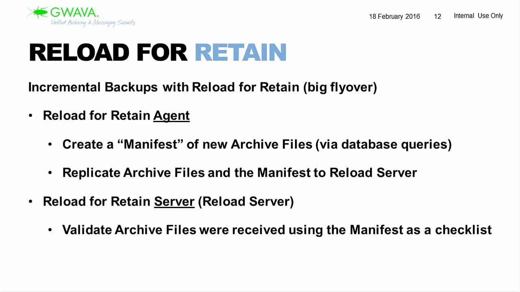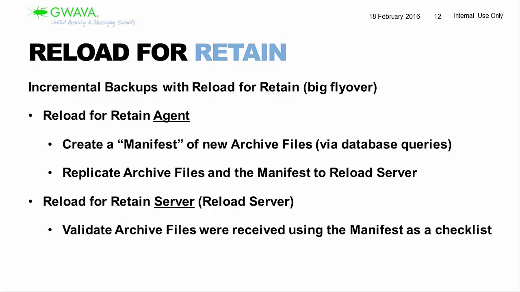What happens is there are two components. This is just a big flyover view of what's going on. You have what's called the reload for retain agent, and the agent creates a manifest of the new archive files via database queries. It discovers what the new archive files are, and then replicates those files over to the reload server. It also replicates the manifest that it created. The manifest is the list of all of the new files that it discovered from the database. So it sends over those two components: the actual files themselves and a manifest.